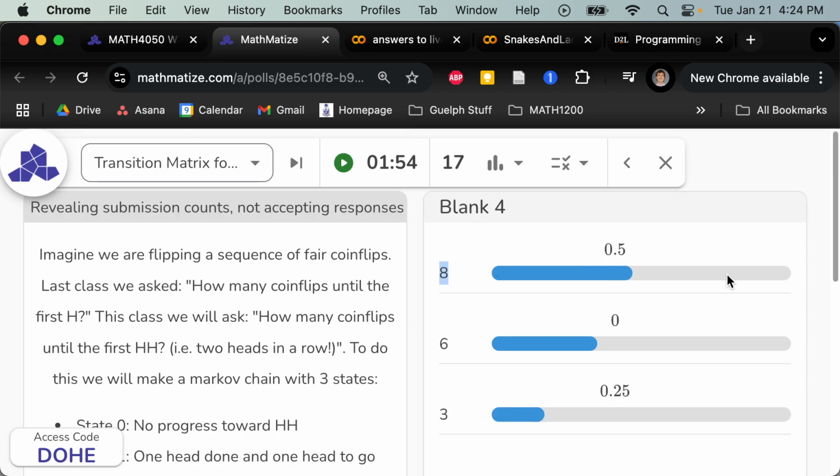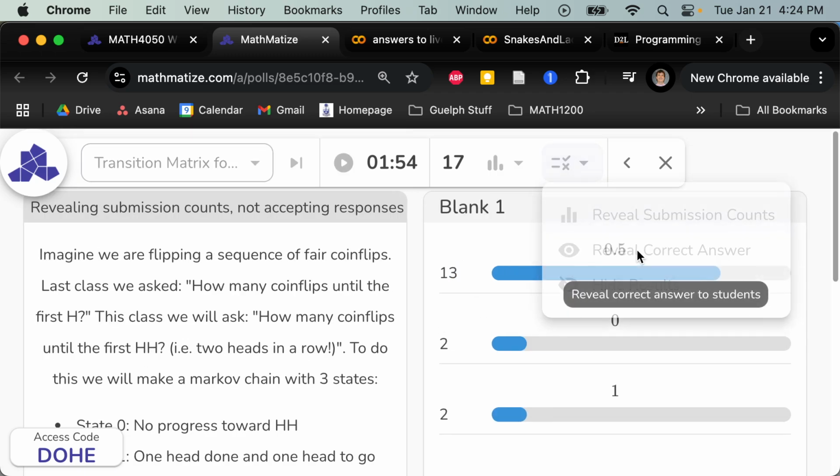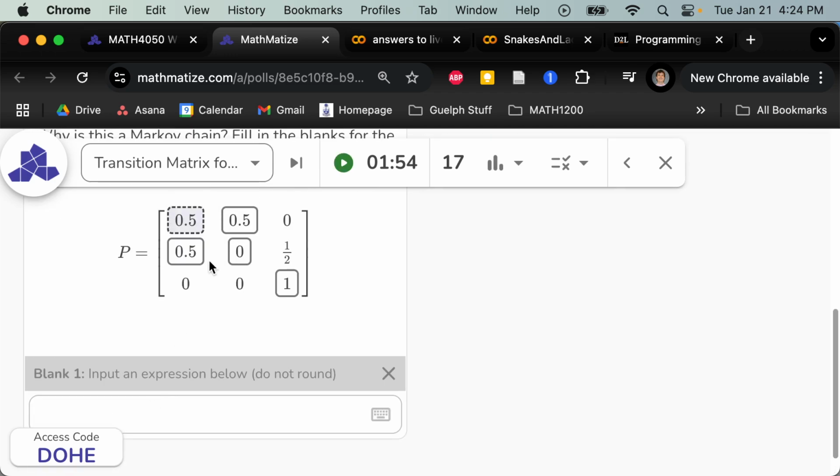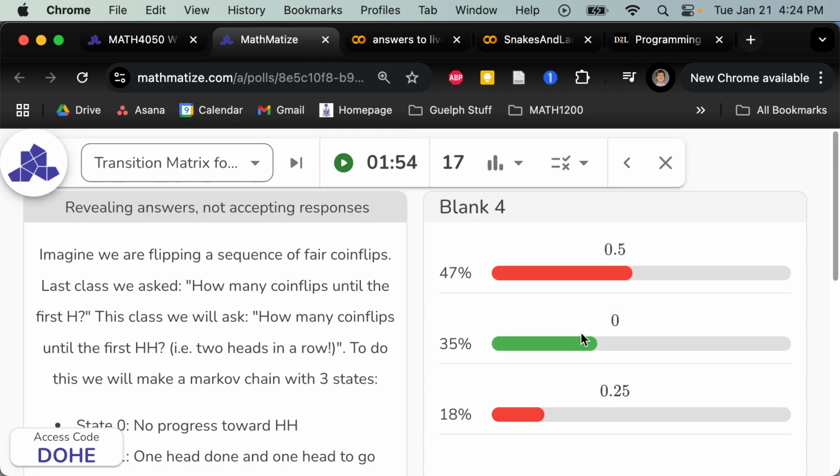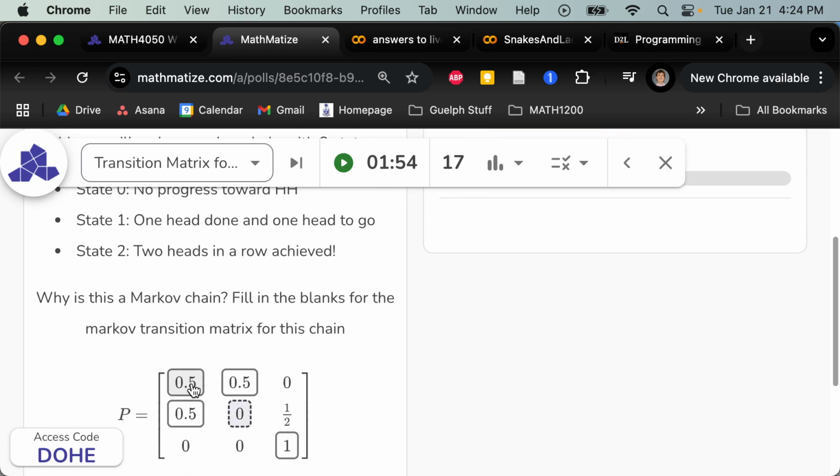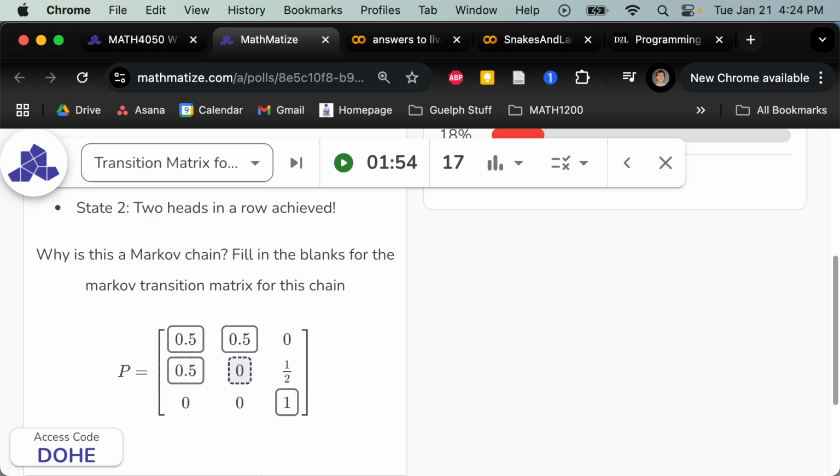The majority answer was 0.5, and this is one of those situations where the majority in the middle row got it wrong. So the correct answer is 0. It's a half, 0, 1 half. Let's draw it out and see what it looks like.